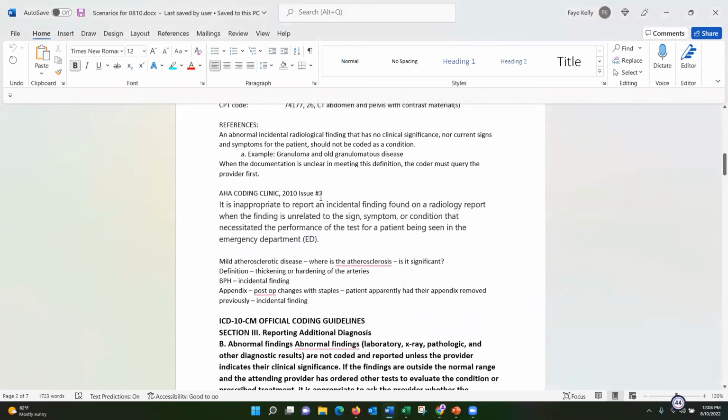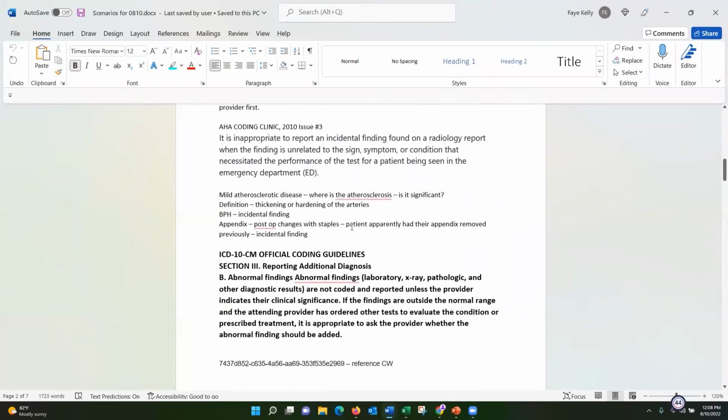Once again, Coding Clinic tells us it is inappropriate to report an incidental finding found on a radiology report when the finding is unrelated to the sign, symptom, or condition that necessitated the performance of the test for a patient being seen in the ED. But that doesn't matter. That's the rule, period. That was just from that Coding Clinic Q&A.